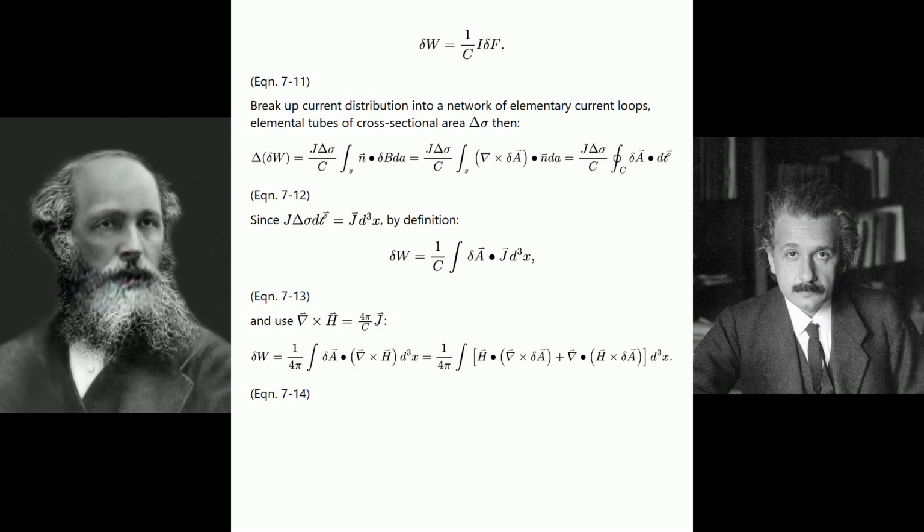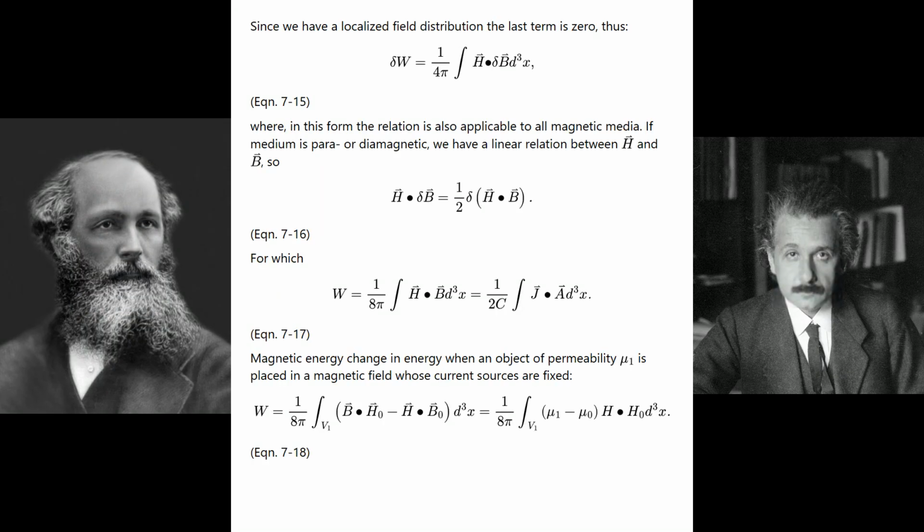Thus, equation 7-11. Break up the current distribution into a network of elementary current loops, elemental tubes of cross-sectional area Δσ, then equation 7-12. Since J Δσ dl equals J d³x, by definition, equation 7-13, and use ∇ × H = (4π/c) J. Equation 7-14. Since we have a localized field distribution, the last term is 0, thus, equation 7-15. In this form, the relation is also applicable to all magnetic media.